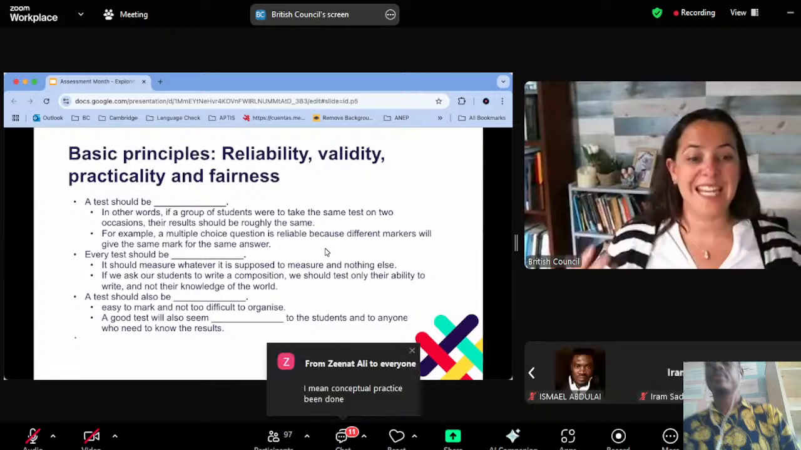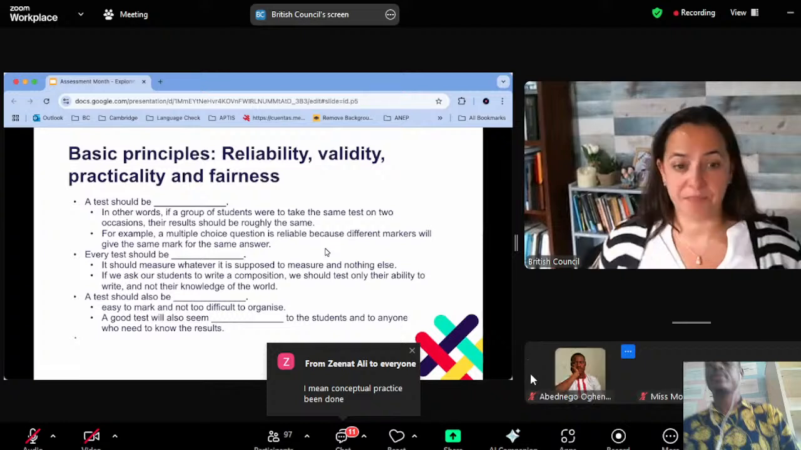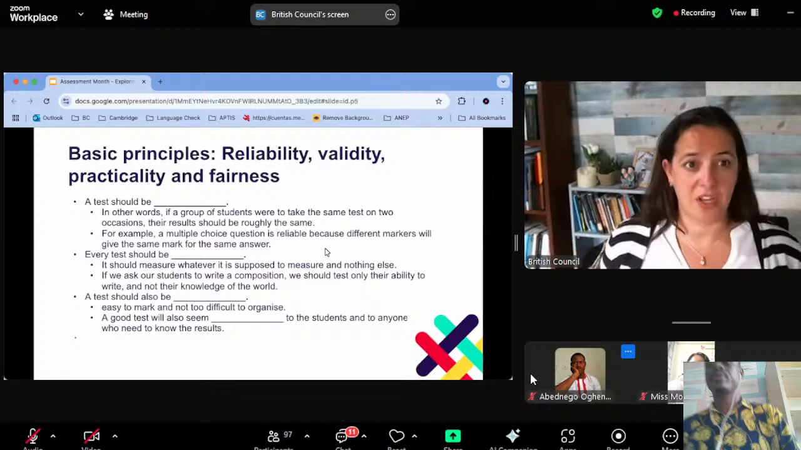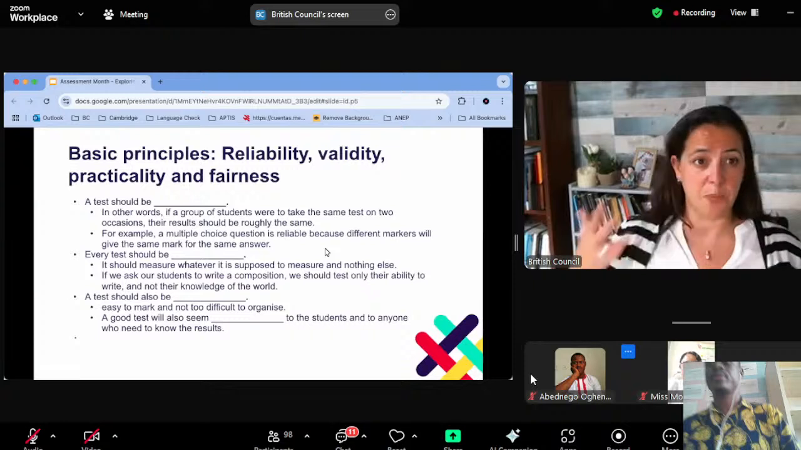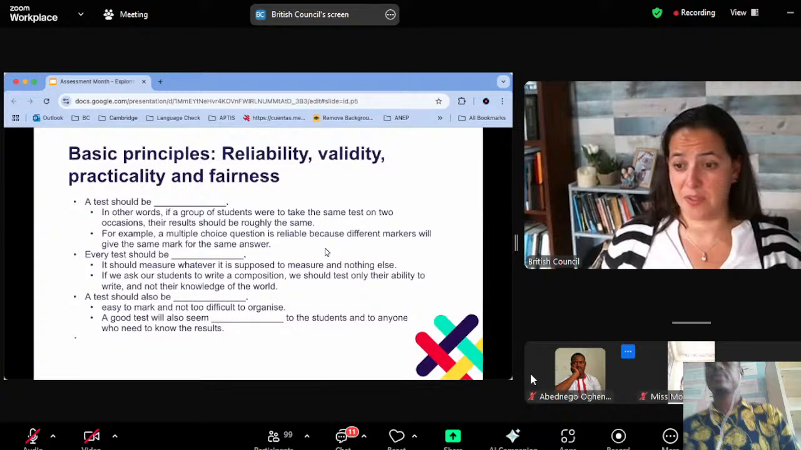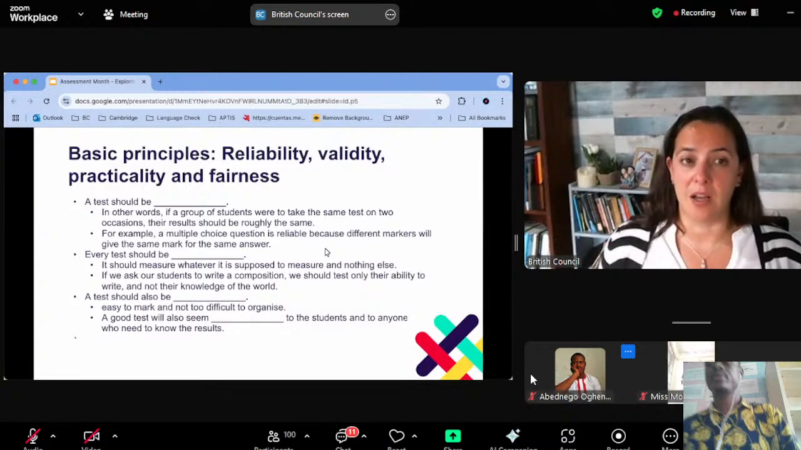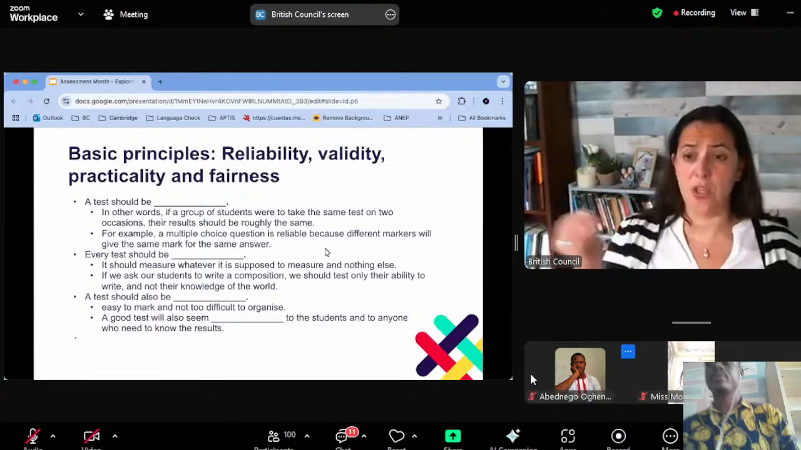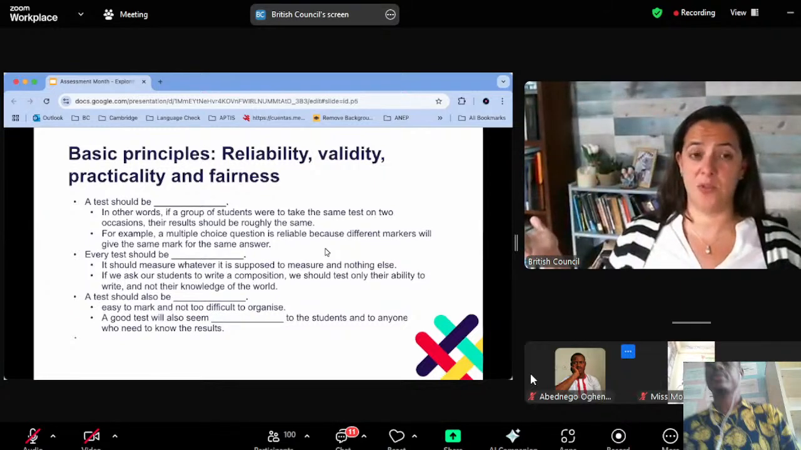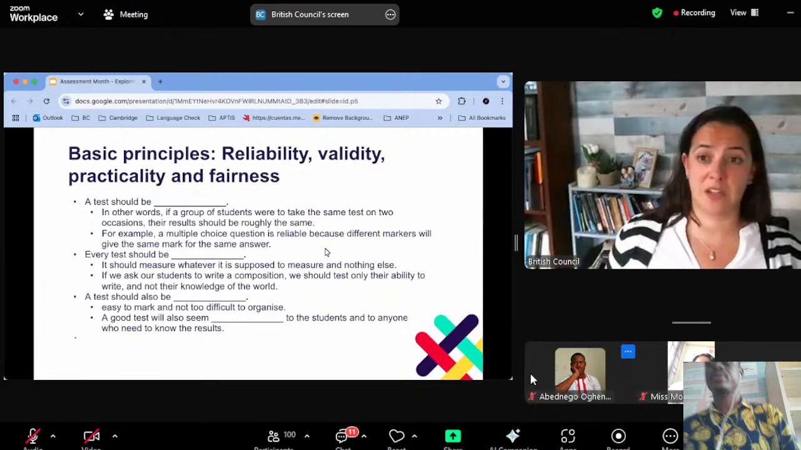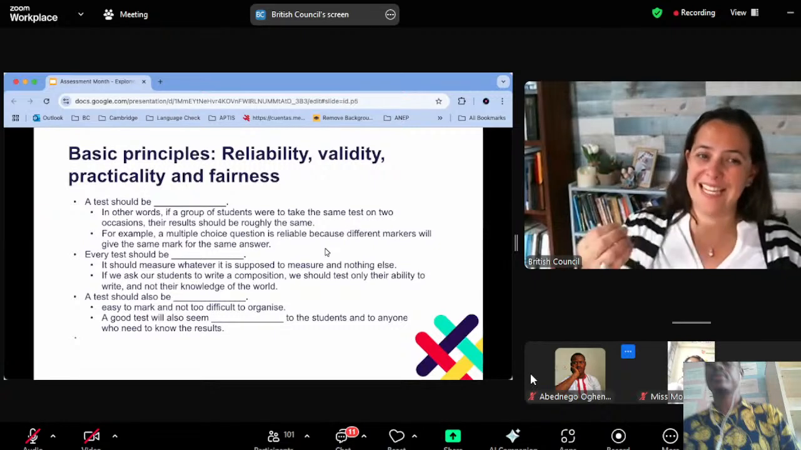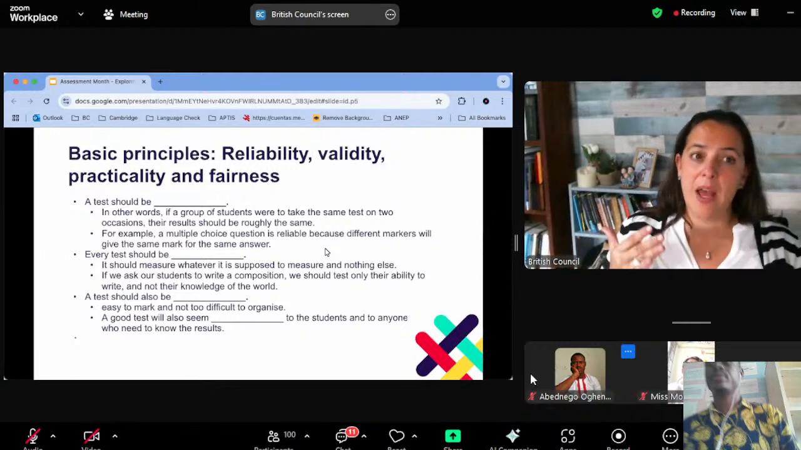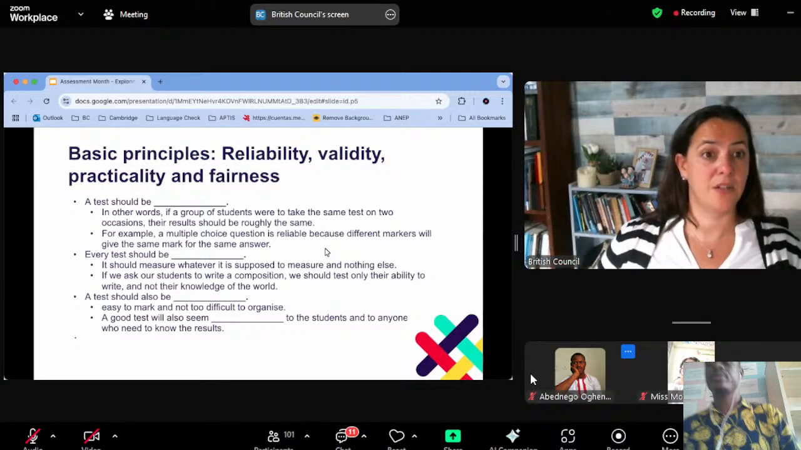It should be easy enough to mark that it's not too difficult to organize. When I mean easy enough to mark, a lot of us probably teach exams that students sit for, those international exams. Use that criteria of evaluation to mark. Not only will it be reliable and valid, but also practical for you. Maybe you don't want to assess all the criteria there, but maybe you want to focus on one or two criteria, and you can do that. But an easy test to mark is not necessarily just multiple choice, tick, tick, tick, and that's it. It's more about being able to identify what's been expected of you.